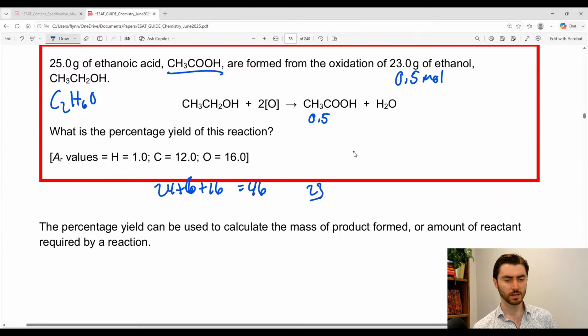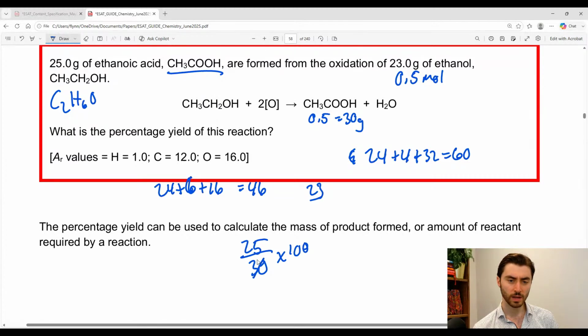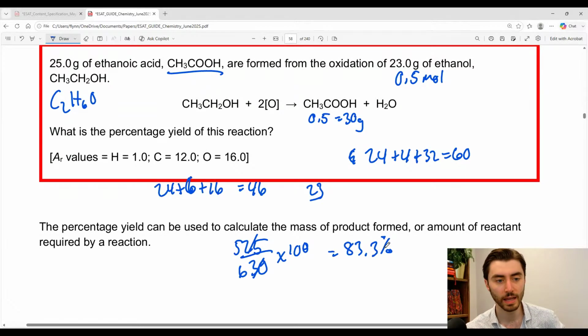In practice, we have C2H4O2, 28, 60 is the molar mass of this. So we should have made 30 grams. In practice, we made 25 grams, so the percentage yield is 25 over 30 times 100, which is 5/6 times 100, which is 83.3% is the percentage yield.